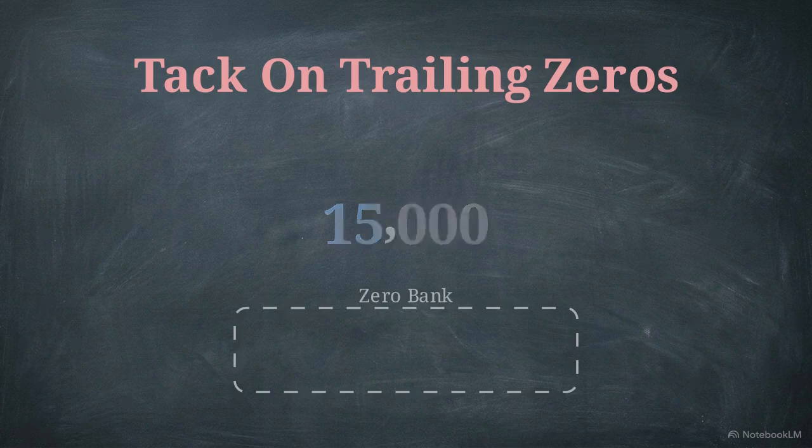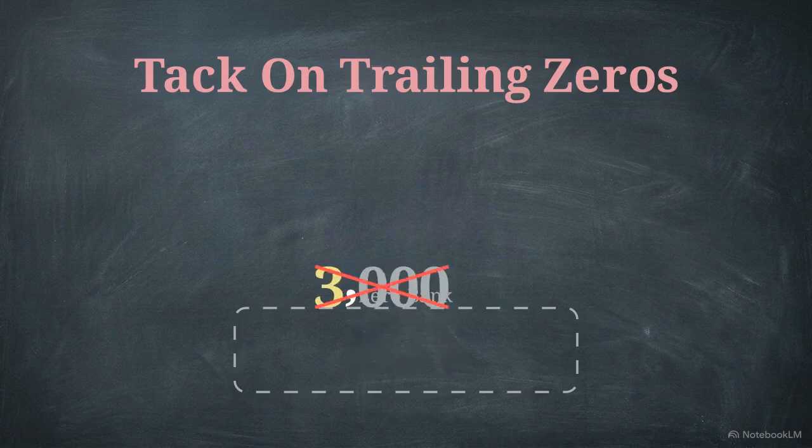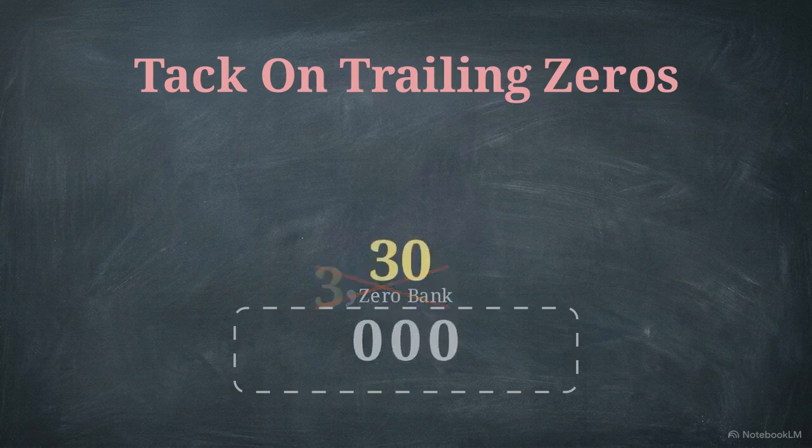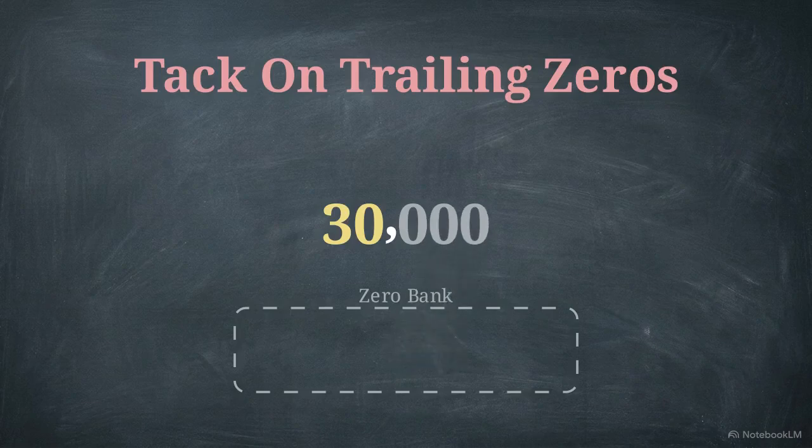Look at 60 times 500. Bank the 3 zeros. 6 times 5 is 30. Because 30 already ends in 0, do not let it blend with the banked zeros. Write the complete core product, 30, before returning the 3 banked zeros to reach 30,000.